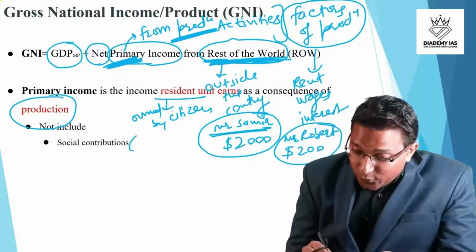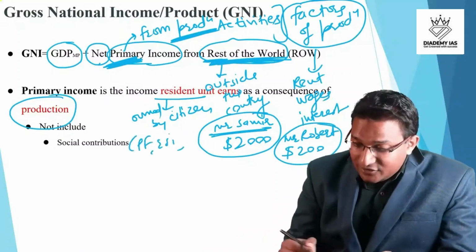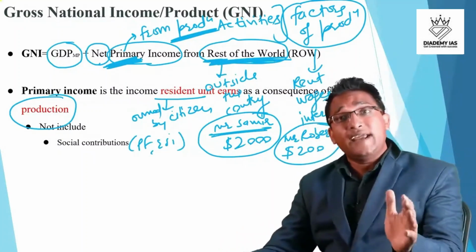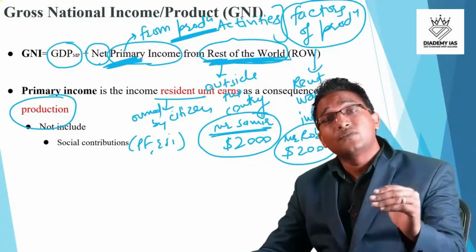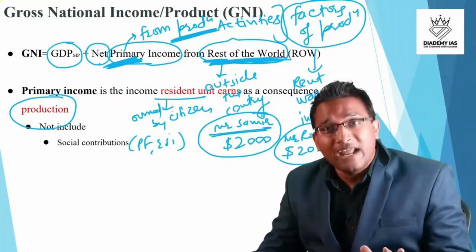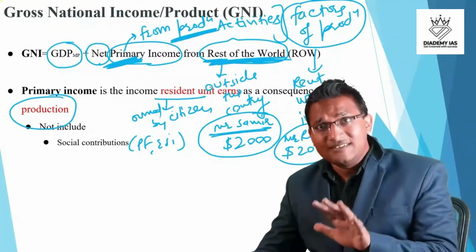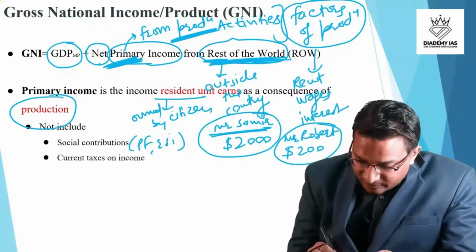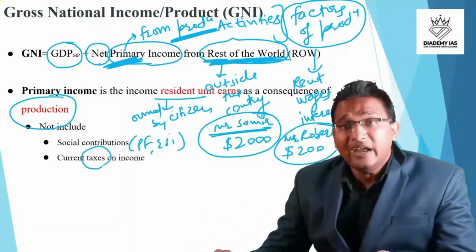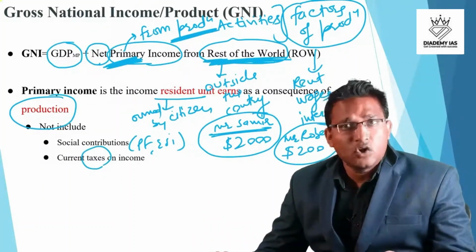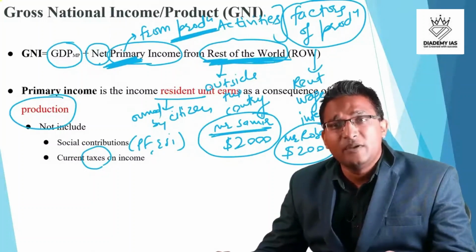Social contributions like Provident Fund, ESI. This provident fund, ESI, they are contributed by the employee and the employer, and both of them contribute, and finally at the time of retirement or at the time of resignation, the employee gets some share. Current taxes. This current taxes is also not part of the income. The taxes that are being paid, that is not because of the production. So these taxes will be reduced.